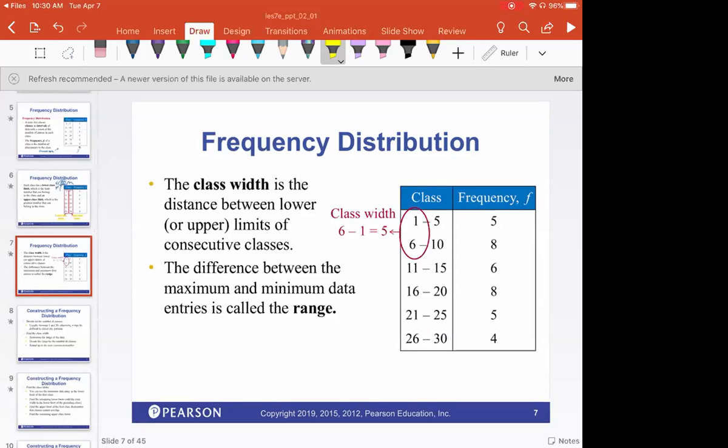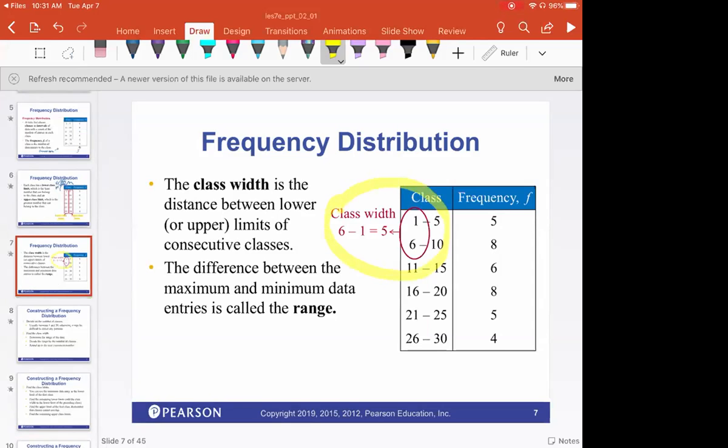Now, here's something we need to develop. The class width is the distance between the upper and the lower class limits. The difference between the maximum and the minimum data is called the range. So we can develop the class width, so how big a class is, by subtracting. And we see this highlighted right here.